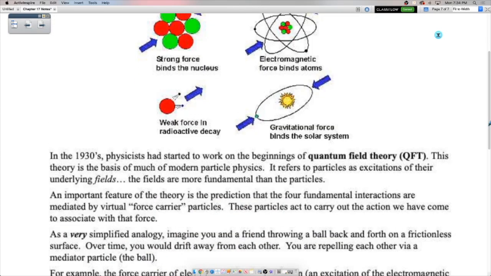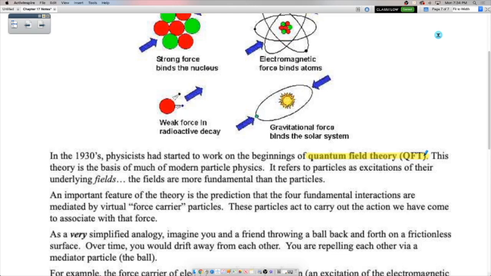Why are we bringing this up now in our study of the newest model of matter? Well, in the 1930s, physicists had started to work on what would become the beginnings of quantum field theory, or QFT for short. This is the basis of most of modern particle physics. It is ongoing, has been very successful, and is what particle physicists still use.